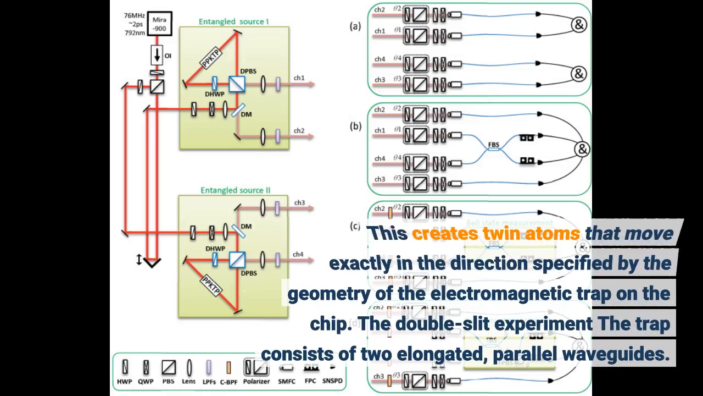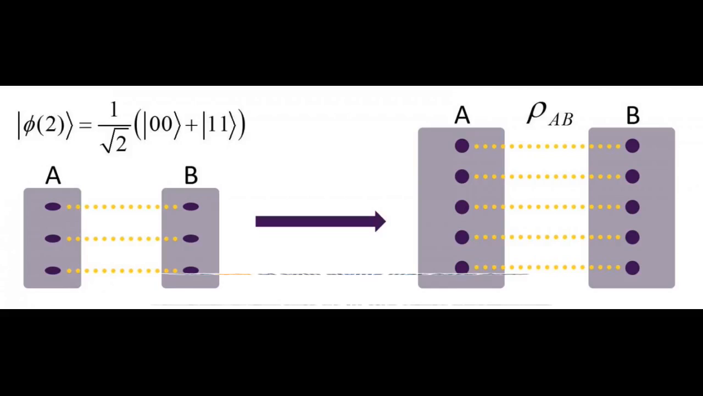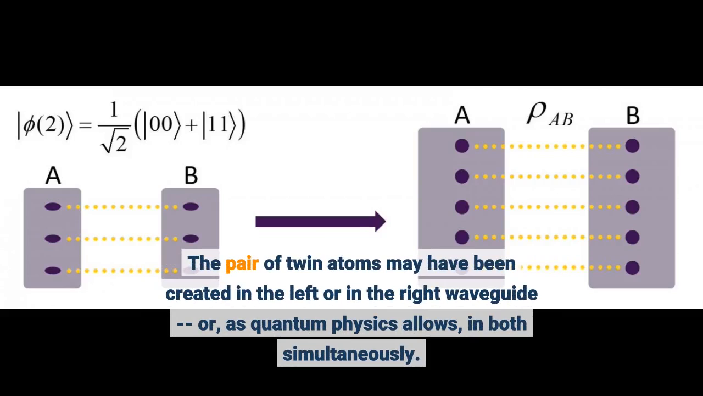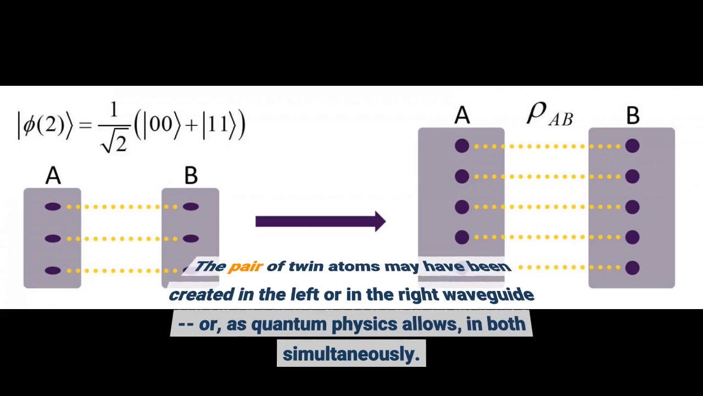This creates twin atoms that move exactly in the direction specified by the geometry of the electromagnetic trap on the chip. The double-slit experiment. The trap consists of two elongated, parallel waveguides. The pair of twin atoms may have been created in the left or in the right waveguide, or, as quantum physics allows, in both simultaneously.